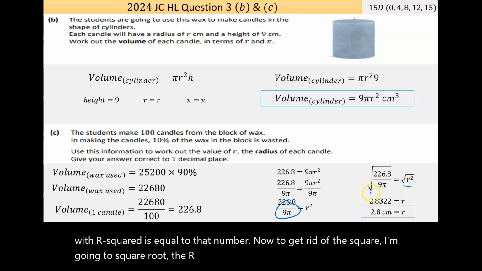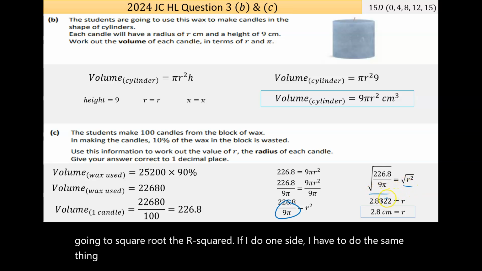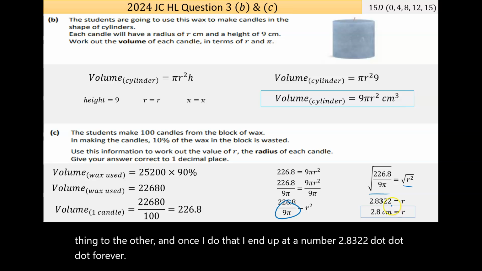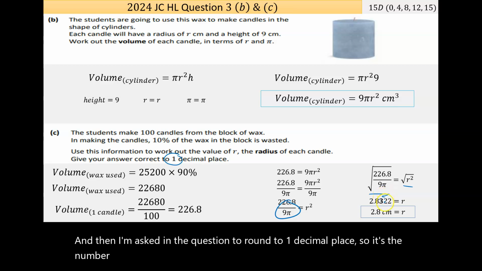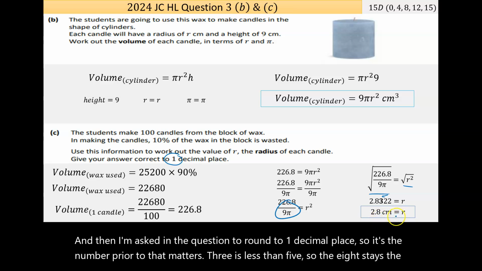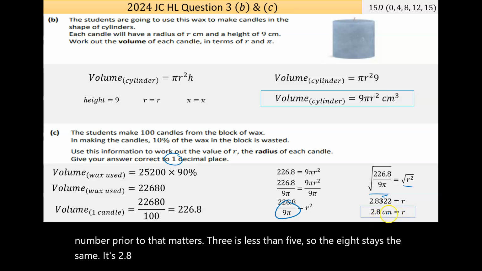If I do it to one side, I have to do the same thing to the other. Now, once I do that, I end up at a number 2.8322... forever. And then I'm asked in the question to round to one decimal place. So it's the number prior to that that matters. 3 is less than 5, so the 8 stays the same. It's 2.8 centimeters, not centimeters cubed, because this is a length, not a volume.